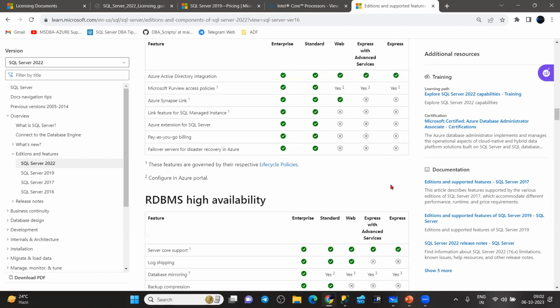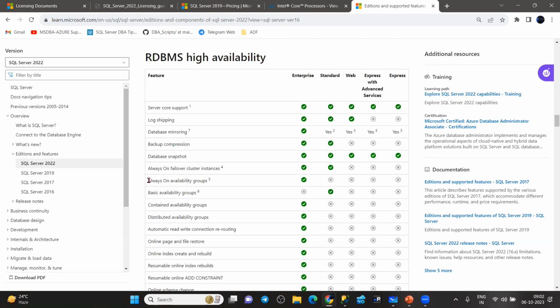And if you just scroll down, okay, Always On availability group will work only at the Enterprise Edition level, not at any edition. But from SQL Server 2016, Microsoft came up with the Basic Always On availability group. Again, that is not an Always On availability group, sir. It is a Basic Always On availability group. There is a lot of difference between Always On availability group and Basic Always On availability group.